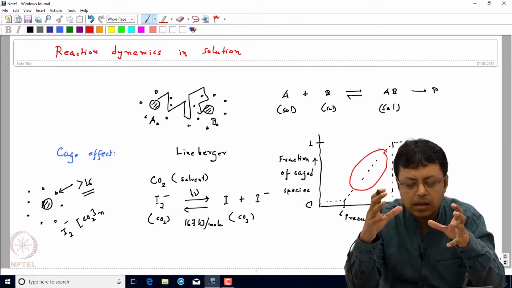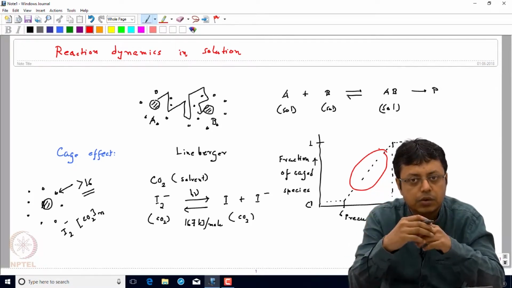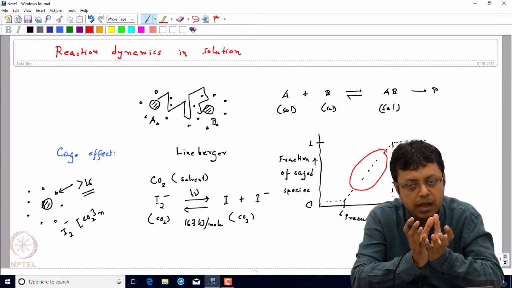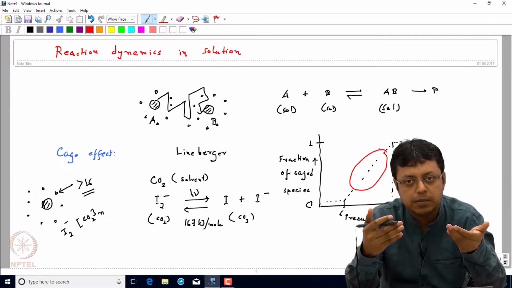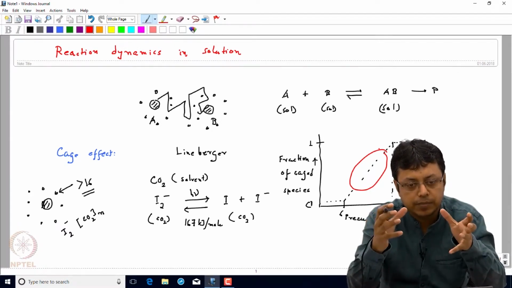So this actually was a very interesting experiment that showed how the cage effect actually influences the reaction, or how the solvent actually participates in this particular reaction.